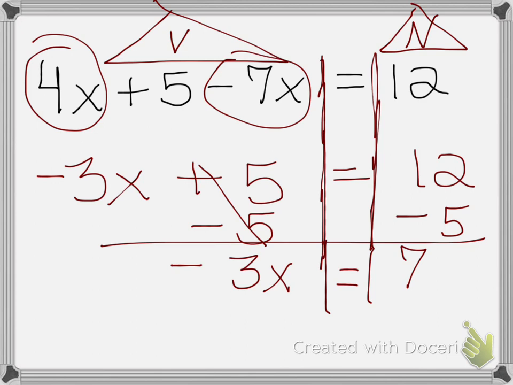Once again, the rule is to get the variable by itself. So as you can see, I have negative 3x. That's because negative 3 is multiplied to x. The inverse of multiplication is division. So I will be dividing both sides by negative 3 because that's the number multiplied to x. And when I do that, I get x equals negative 7 over 3.